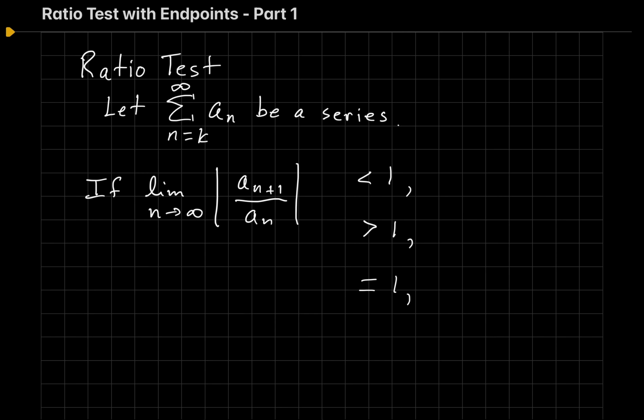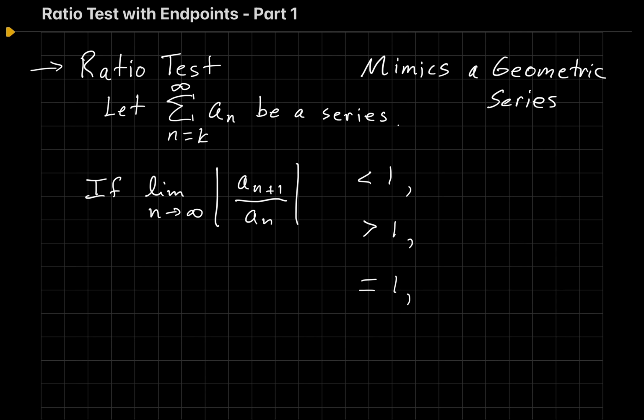So let's remind ourselves what the ratio test is. Consider a series, and then we take the ratio of a sub n plus 1 over a sub n and see what happens as n goes to infinity. So recall that we are trying to mimic a geometric series, at least way out in infinity where things matter.